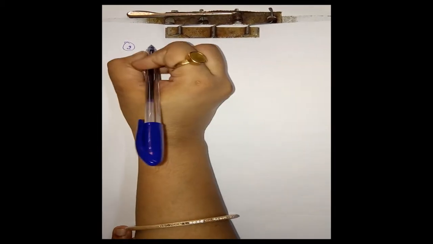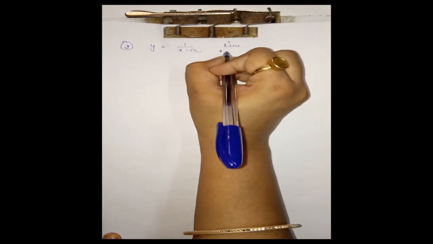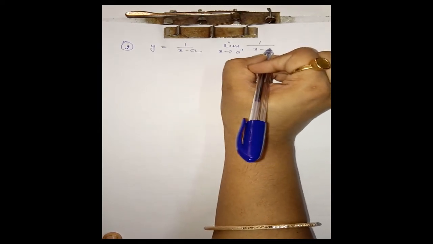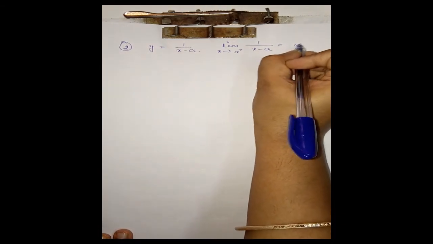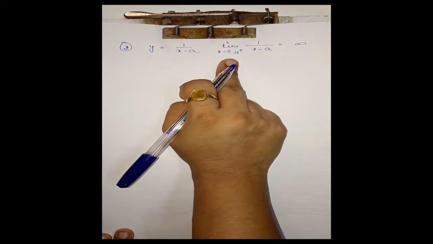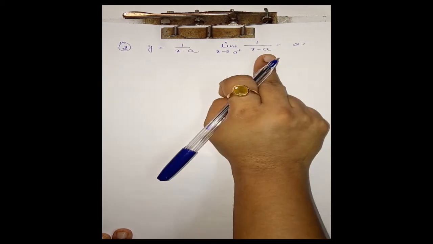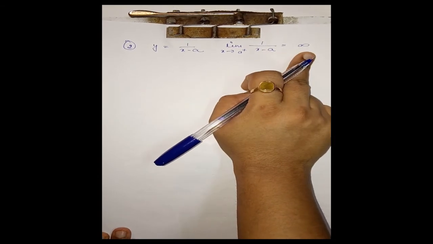Now I consider the next example. y = 1/(x - a). Now limit x tending to a plus of 1/(x - a) is clearly equal to infinity. On replacing x by a + h and taking limit as h tends to 0, this limit will come out to be infinity.